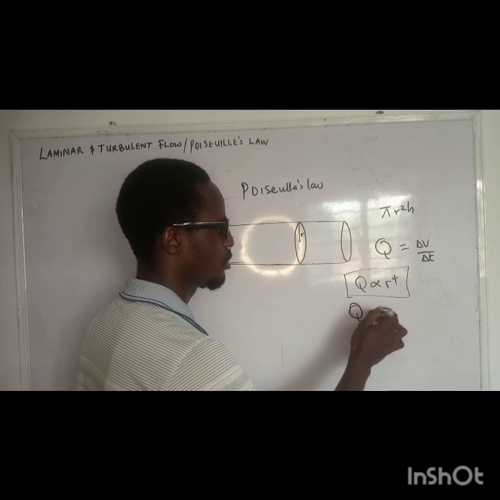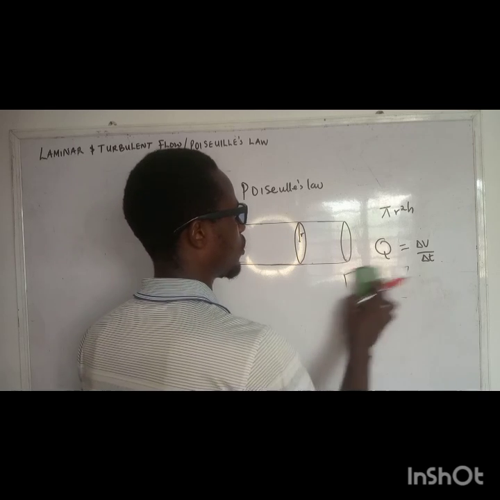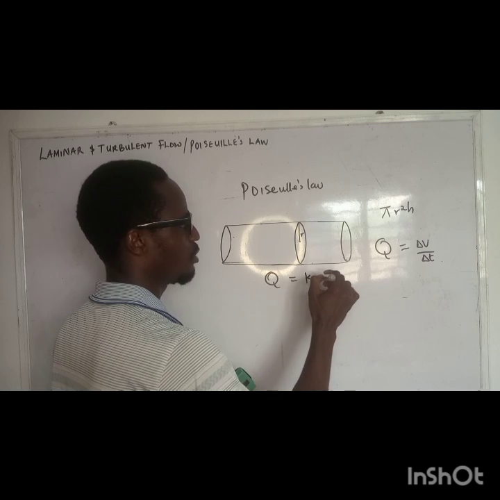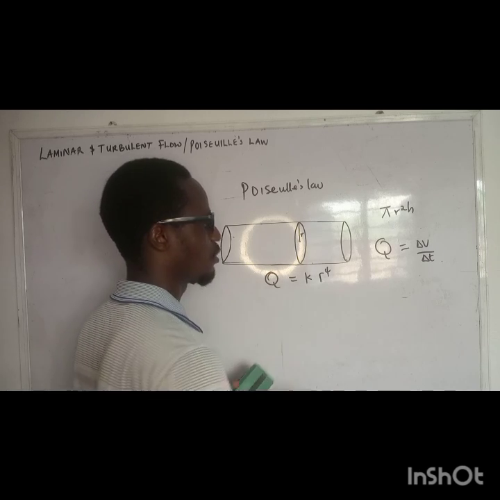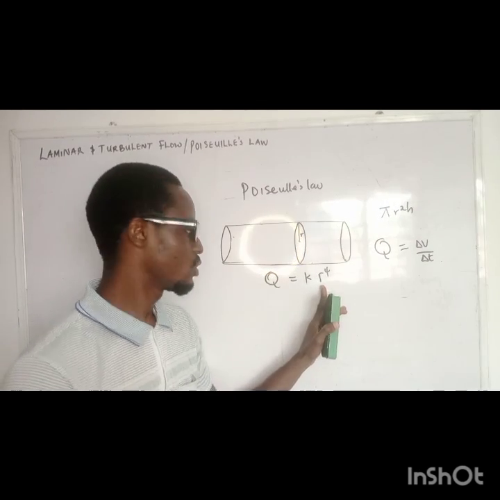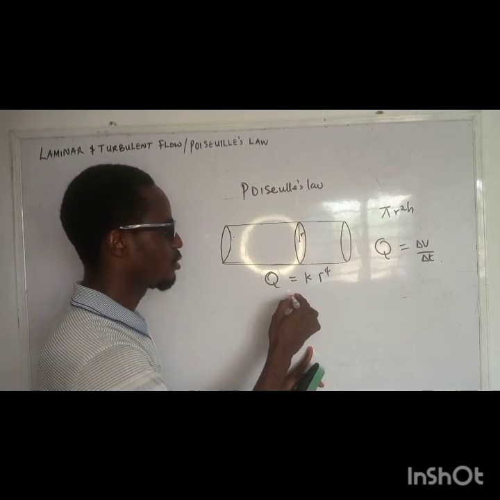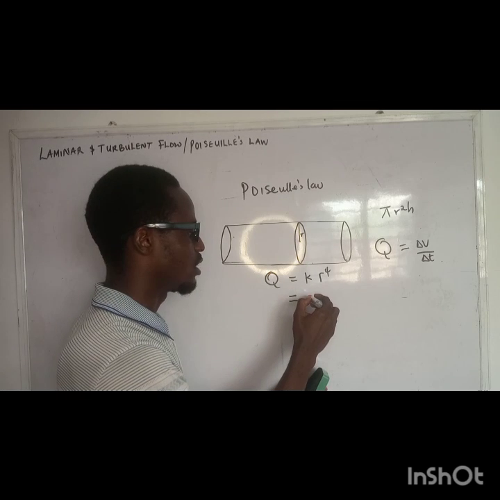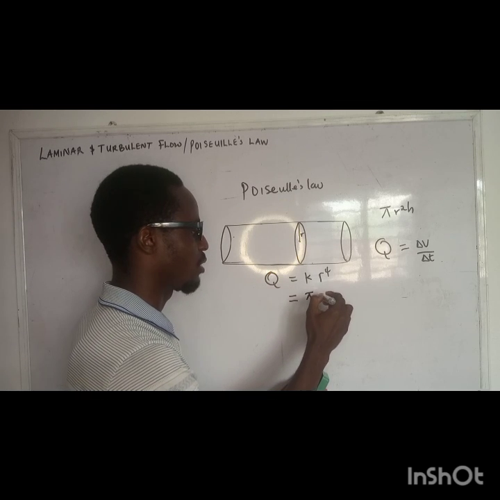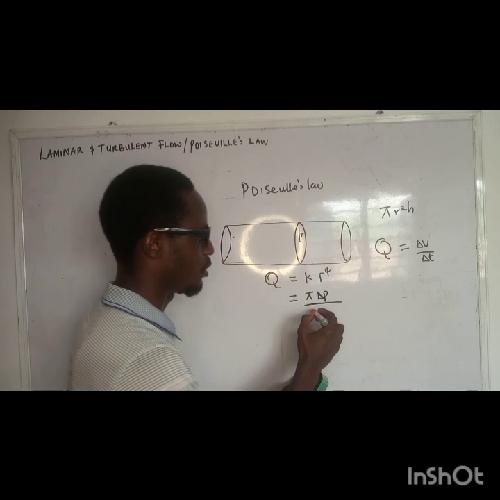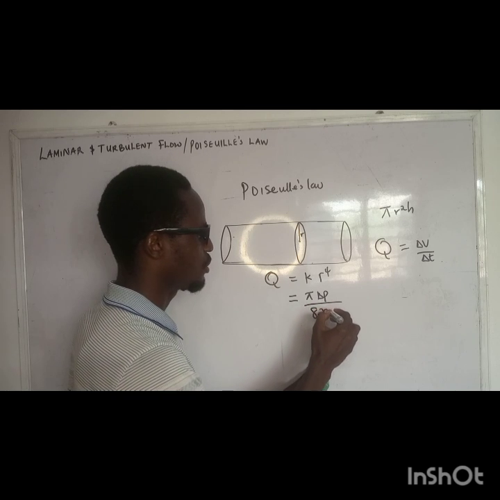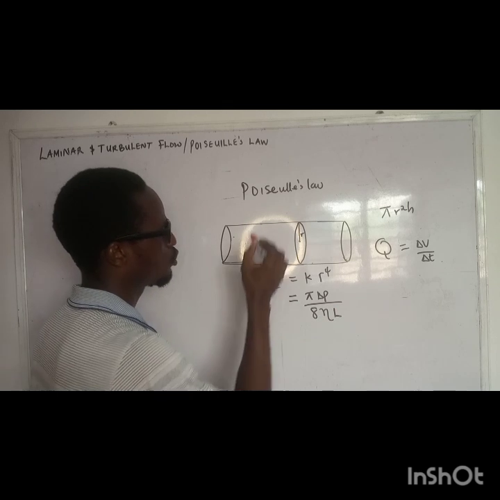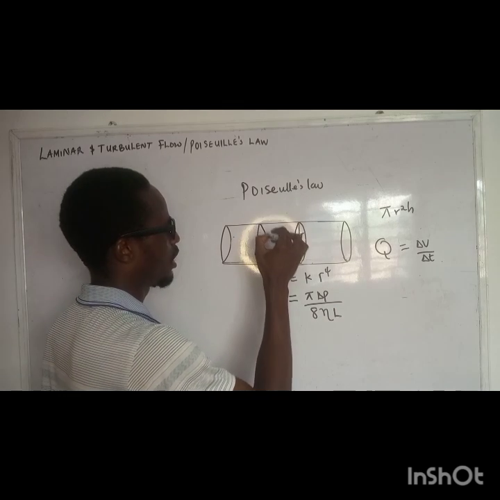So then we have Q equals K multiplied by the fourth power of the radius of the pipe. This is just Poiseuille's law. Now, the flow rate does not depend on this alone. This constant has a value, and the value is pi multiplied by change in pressure all over 8 multiplied by the coefficient of viscosity multiplied by the length.